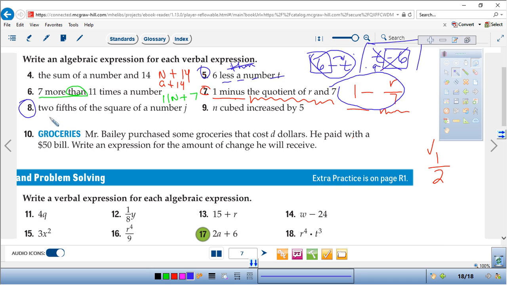Okay, let's look at this. 2/5 of the square of a number j. So here, 2/5 of means to multiply the square of a number j. So they want that j squared. So you can do it like this, 2/5 j squared. I think that's a good one right there.